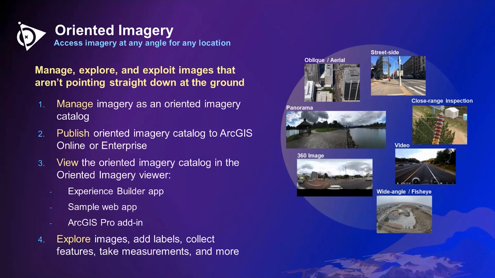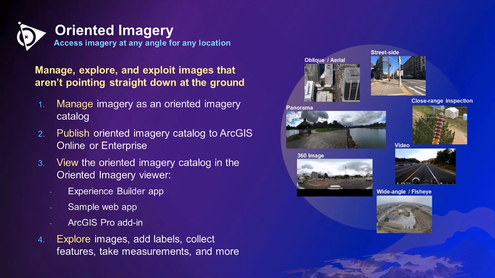Oriented Imagery is a platform-wide solution for managing, visualizing, and exploring images that aren't pointing straight down at the ground, what we call Oriented Imagery. This category includes oblique, street side, inspection, 360-degree, panoramic, and wide-angle images, and even video.